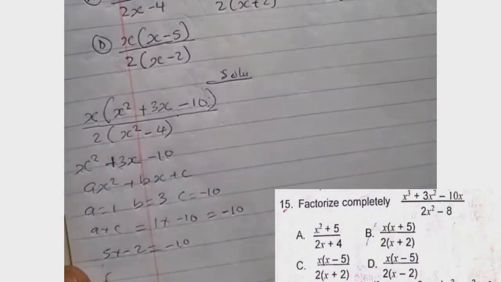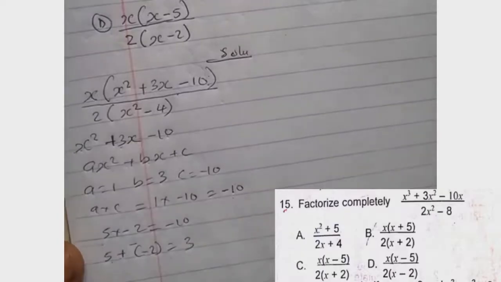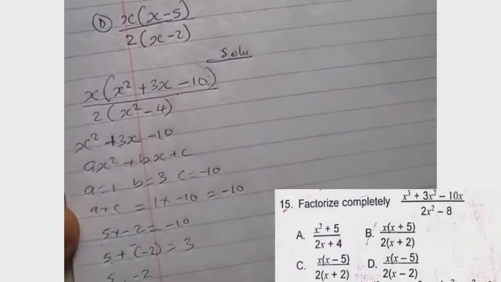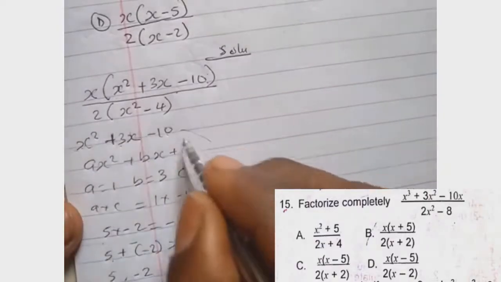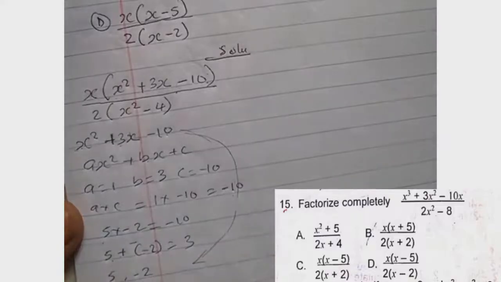Let's check it. 5 plus into bracket minus 2: plus times minus gives minus. So subtracting this from this, we get 3. So the two numbers we will be using are 5 and minus 2. Let's put this 5 and minus 2 here to expand this. From this place down, we have our s.